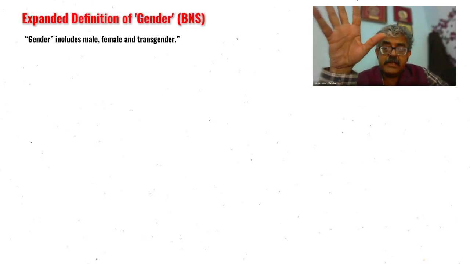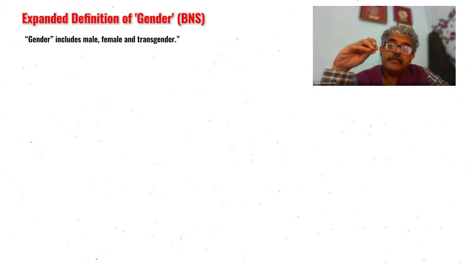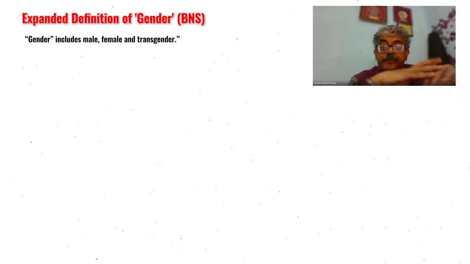It is now amply clear that the IPC provisions which would use either a man or a woman as the only two genders, now the Bharatiya Nyaya Sanhita refers to not only a man, a woman, but also a transgender.